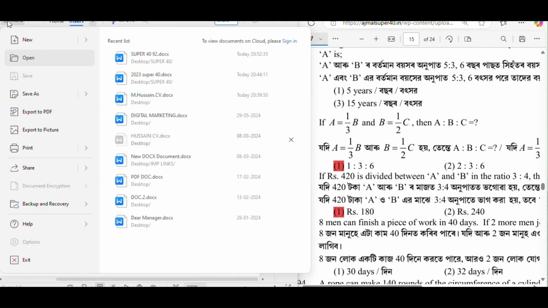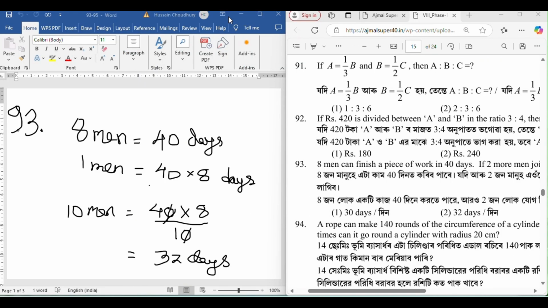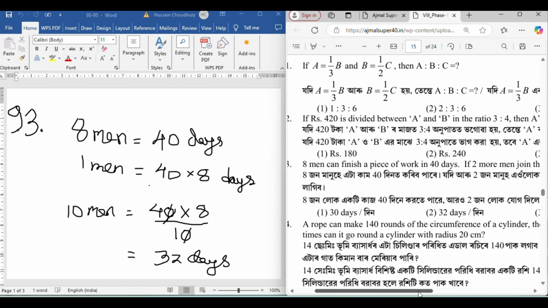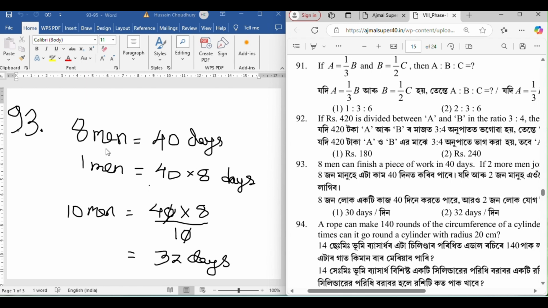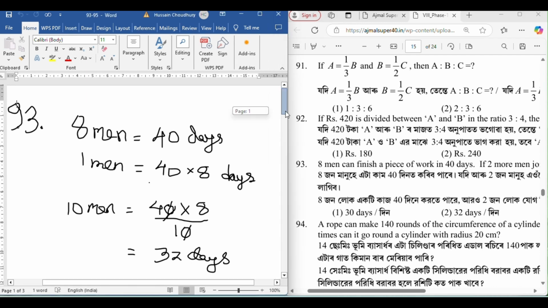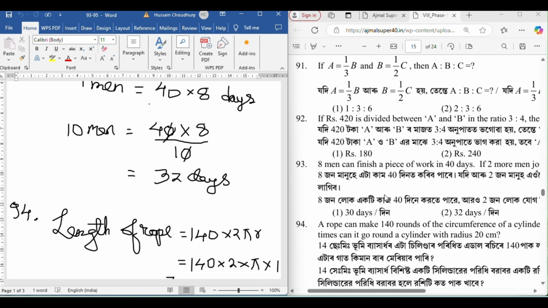So next we'll solve question number 93. If 8 men can finish a work in 40 days, if 2 more men join, then the work will be completed in how many days? We have to find out. If 8 men can complete in 40 days, 1 man can complete in 40 multiplied by the number of men. So 10 men will take 40 into 8 divided by 10. We will get the solution as 32 days.